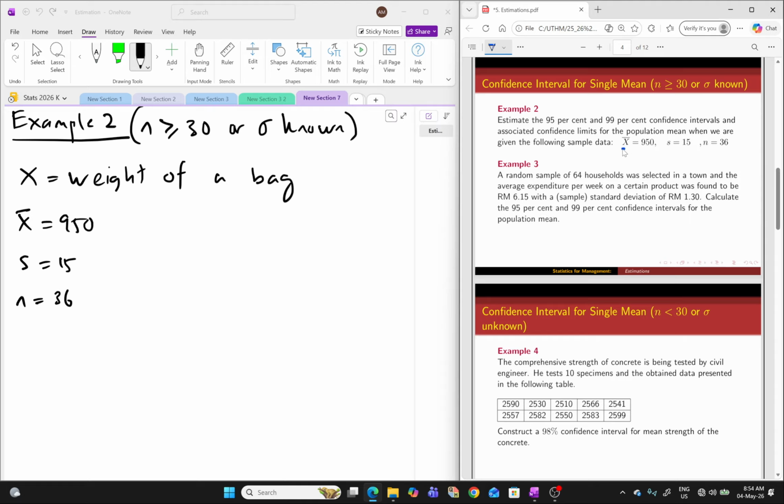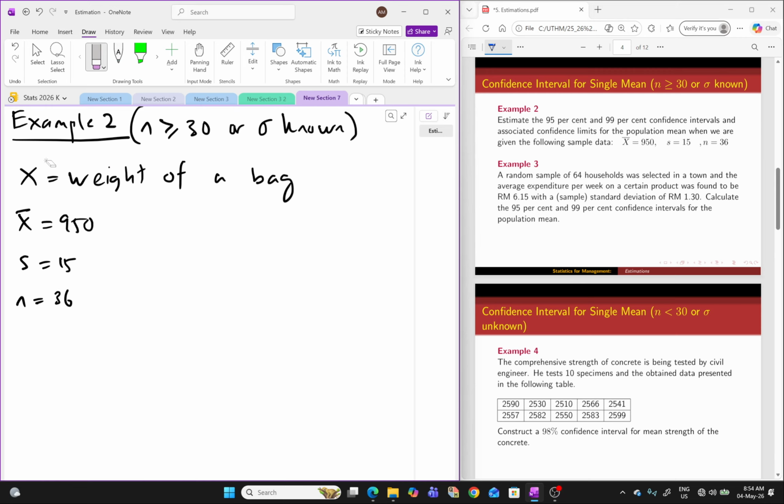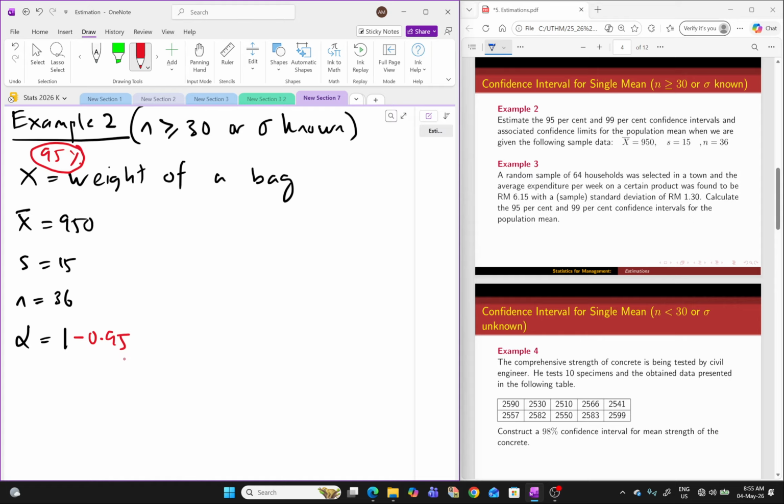Estimate the 95% or 99% confidence interval for population mean with this information. Okay, we are going to do two things now. 95% first. We have this one, we have this one, we have this one. We need to have another more info. Put here alpha. Alpha is 1 minus 95.